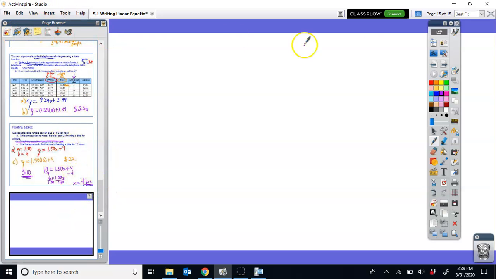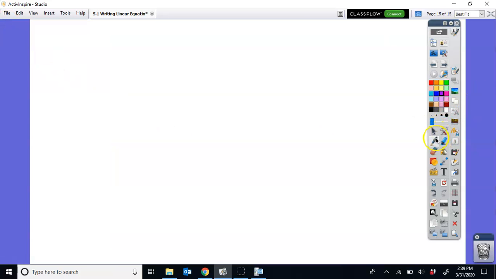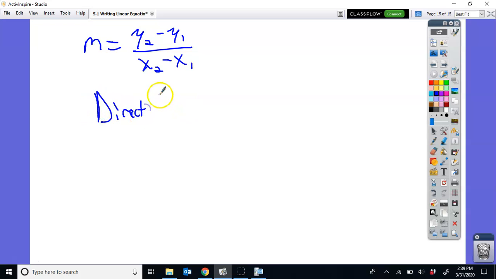The only thing I want to add on here, because there's a few review problems on your homework, make sure you go back and you look at how to find the slope, y2 minus y1 over x2 minus x1. And then make sure you also go back and look at direct variation. You may have to look that one up. We did that one in the last chapter.